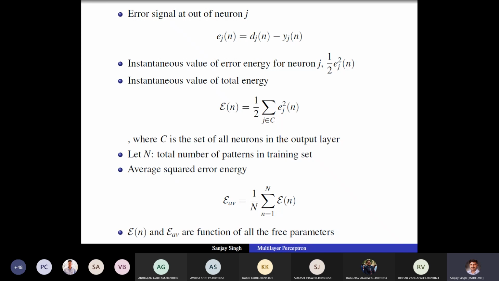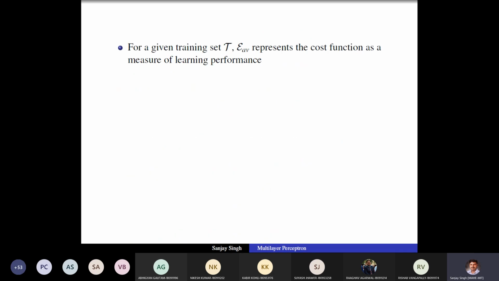Can anyone of you tell me what I mean by free parameters here? Hello, what are free parameters here? What am I referring to? They are expressed in independent variables. What are those independent variables here? The weights. Yeah. So here the free parameters are only one thing, and that is the weights. So weights are the free parameters here. Good.